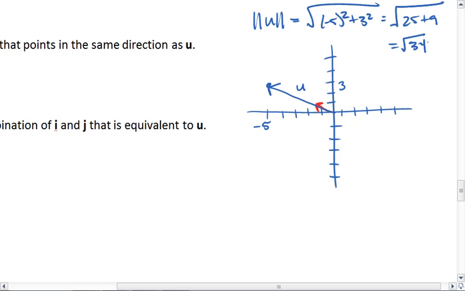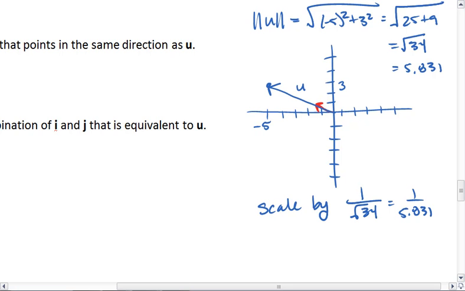Alright, so u has a magnitude of square root 34. If you prefer, you can use the decimal of 5.831. This tells me that my vector has a length of 5.831 units. I want to shrink it so it only has a length of 1 unit. The way I do that is I scale the vector u by 1 over root 34, or 1 over 5.831. So I'm going to divide the vector by 5.831 to shrink it, so it's only 1 unit.